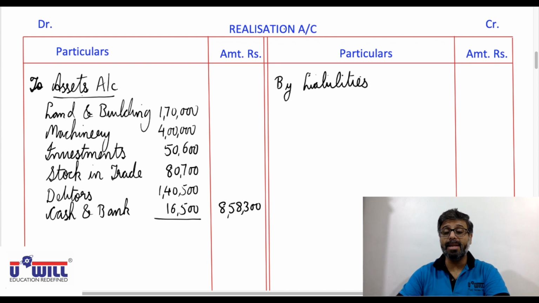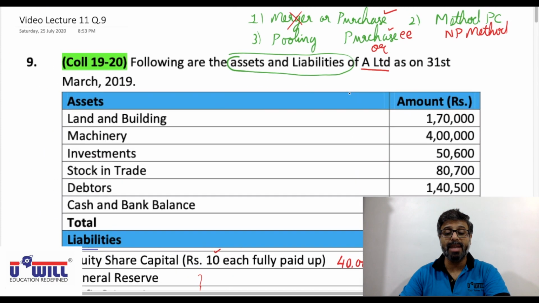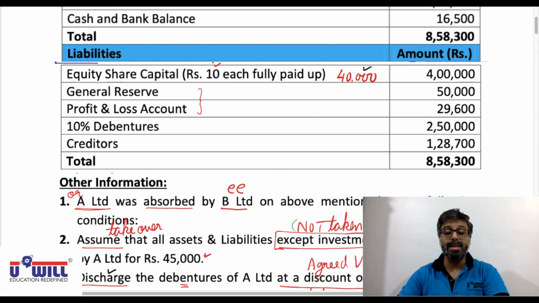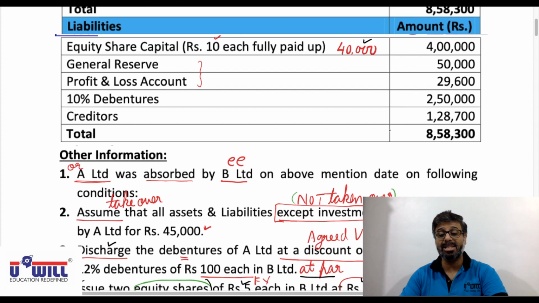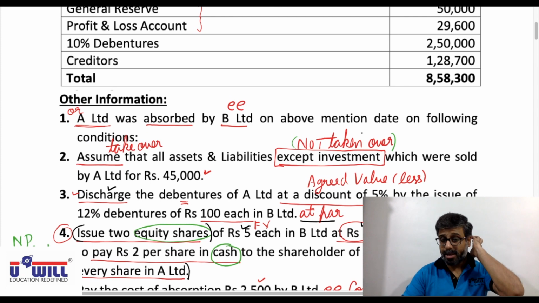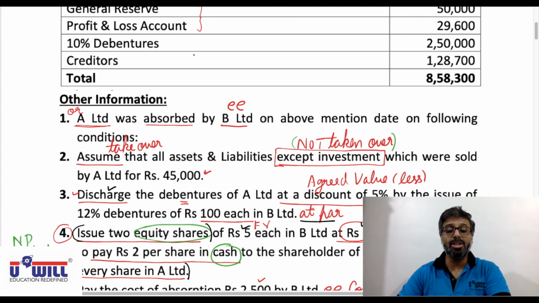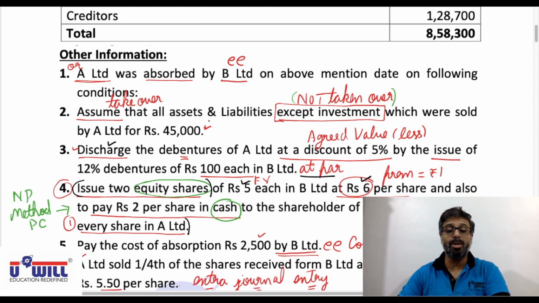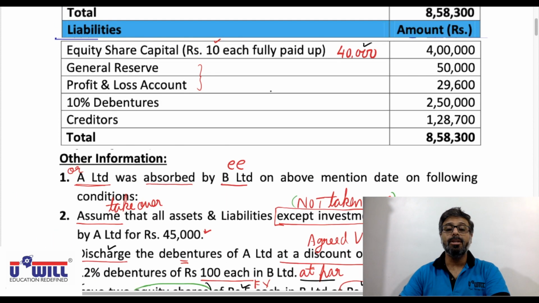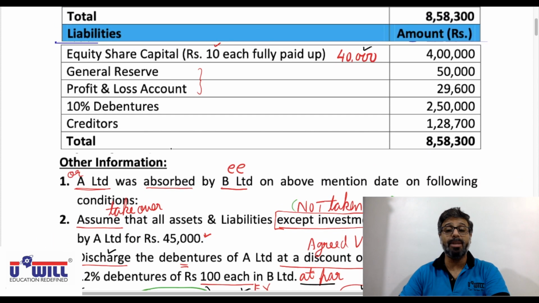Now from the liabilities side we will take all the liabilities over here. So see, on the liabilities side, which all liabilities do we have? 10% debentures 2,50,000, creditors 1,28,700. However, remember here only those liabilities are transferred to realization account which are taken over. Here debentures and creditors both are taken over because it can assume all assets and liabilities except investments. So both debentures and creditors will be transferred.